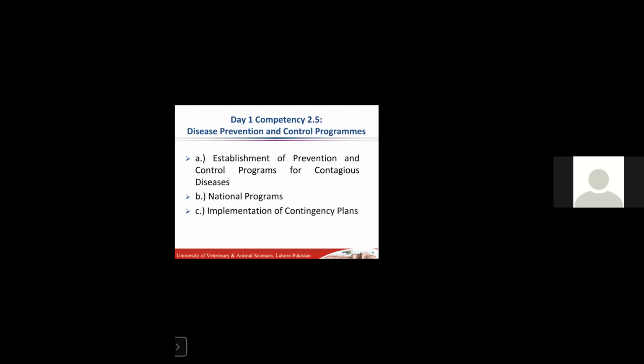Next is disease prevention and control. Regarding disease prevention and control, the day one graduate must know the establishment of prevention and control programs of contagious diseases. In this regard, he must have the knowledge of small farmers, small holding animal farmers, how he can implement this establishment of control programs, at urban level how he can establish this control program, and at pastoral level how he can establish this program.